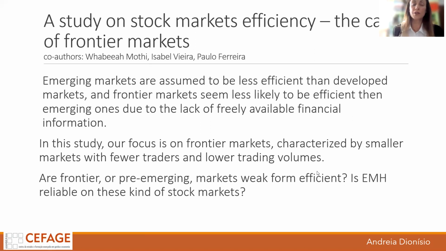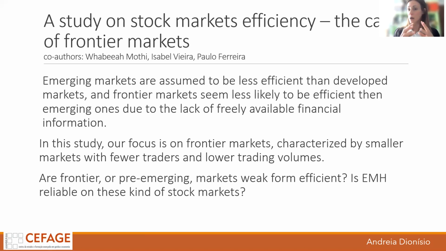So this study, my co-authors were Wahbia Moti, Isabel Vieira, and Paulo Ferreira, is a study about frontier markets. Why do we study frontier markets? Emerging markets are assumed to be less efficient because they are small, because the volume of transactions is small, because liquidity is smaller. Well, everything here looks small. And everybody starts to think that small markets are not efficient or not so efficient. And sometimes they are simply ignored by investors. And we wanted to study what's happening in these kinds of markets. So we focus on frontier markets, which are characterized by smaller markets, very few traders, and lower trading volumes.